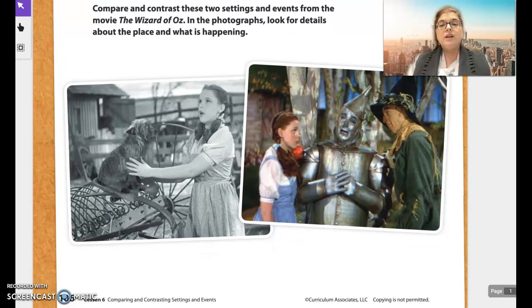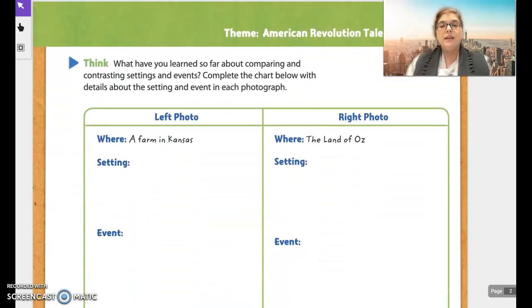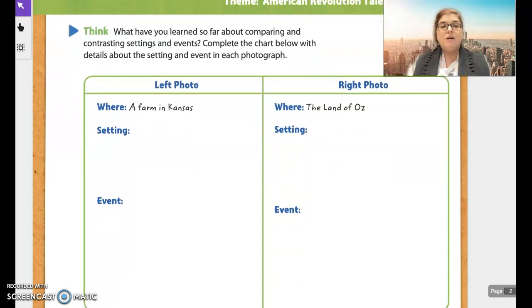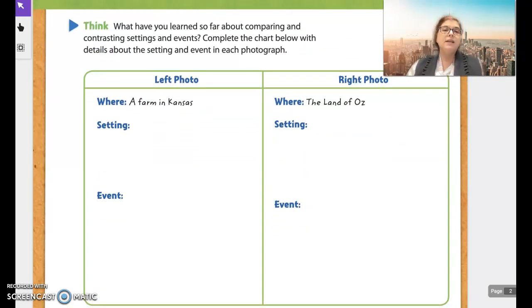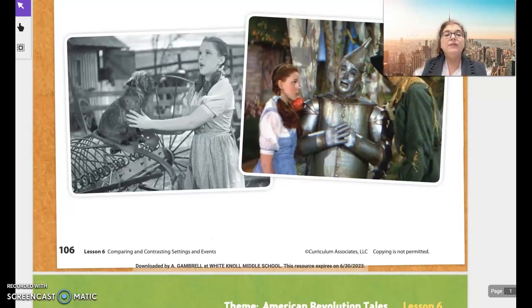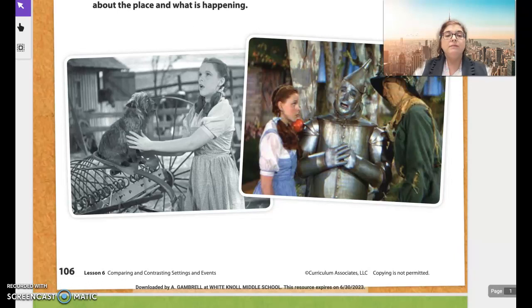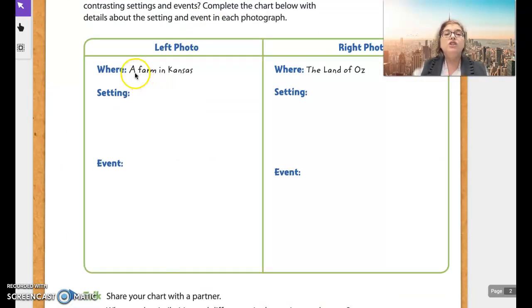All right, so let's scroll on down, and we're going to take a look here at our lesson. So I want you to sit here, and what have you learned so far, comparing and contrasting the settings and events. Complete the chart below with some details about the setting and the event in each photograph. Well, let's take a look at the left-hand photo. In the left-hand photo, we notice what? It's a farm, right? This is the place. This is where it is taking place, a farm in Kansas.